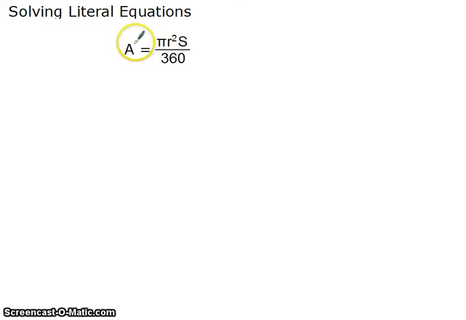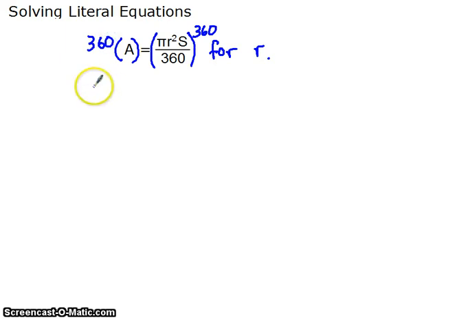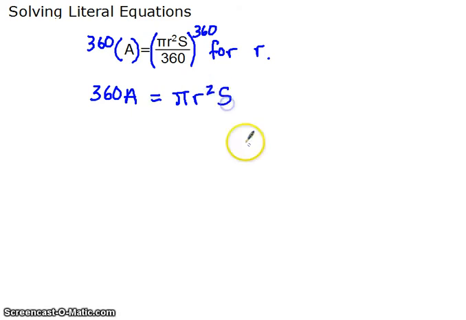Alright, this one, I think I left off what we're solving for, so solve for R. Okay, so you see the R is in the numerator. It's actually an R squared, but we know how to get rid of that squared. We'll save that for the last step, though. So first, we need to take care of all this other stuff around R. So again, I have a fraction, so I'm going to start out by getting rid of that. So I'm going to multiply by 360. So that's 360A equals pi R squared S.